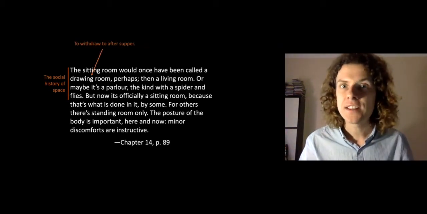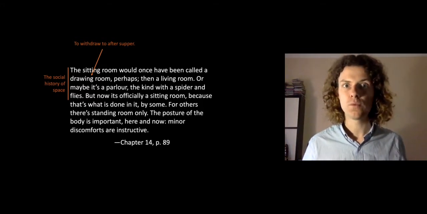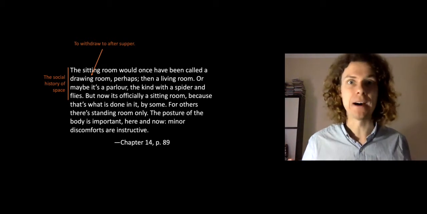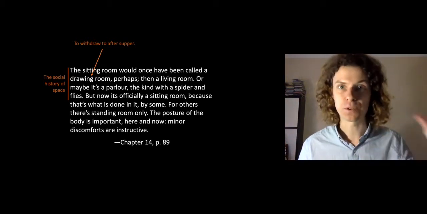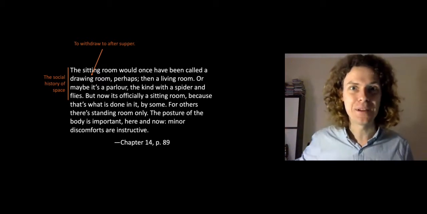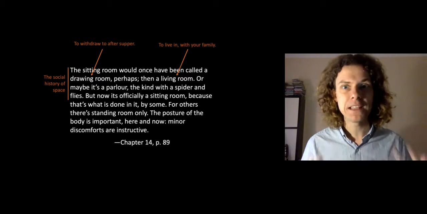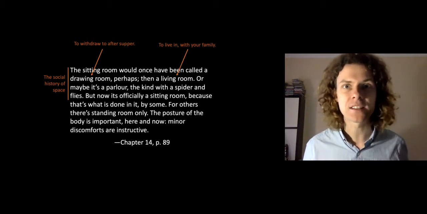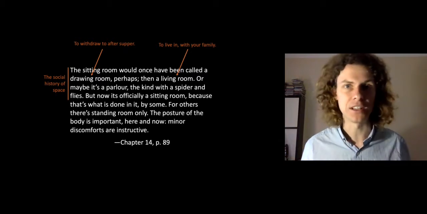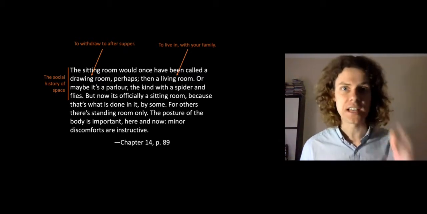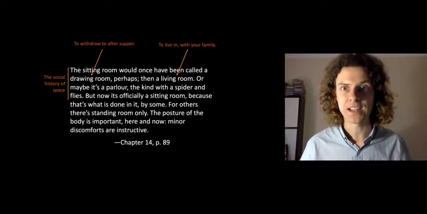In the 18th or 19th century, it would have been a drawing room. The drawing room is the room to withdraw to after supper. It's where the wealthy members of the house would go so the servants could clean up the mess on the dinner table. Then later on, it might have become a living room. A living room in a more democratic society is the room to live in with your family. Everyone lives in the living room. Everything's there. The kitchen, the TV, the couch, the table. Everyone hangs out there. It's the living room for everyone together.